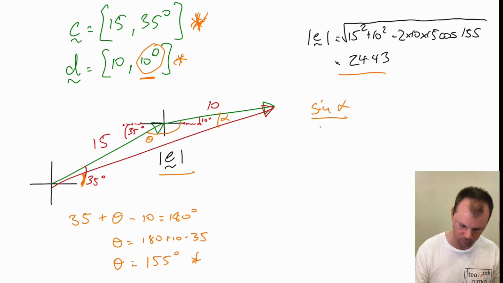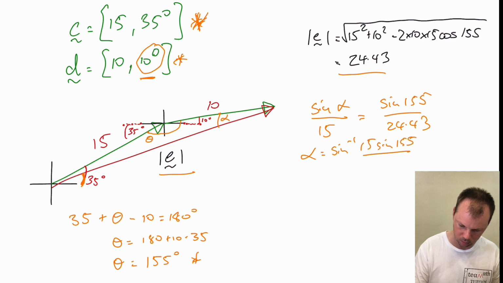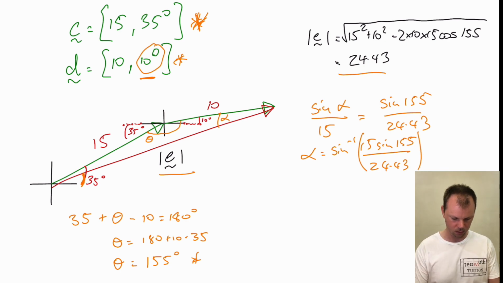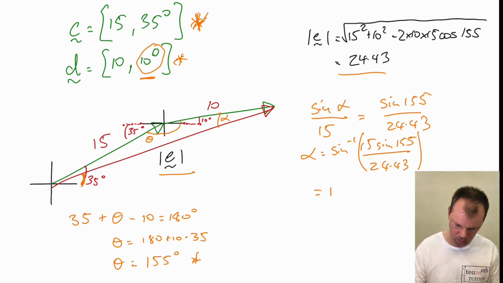Equals, what have we got, sine 155? Equals, and we get our alpha equaling 15.04 degrees. So that's this angle in here.